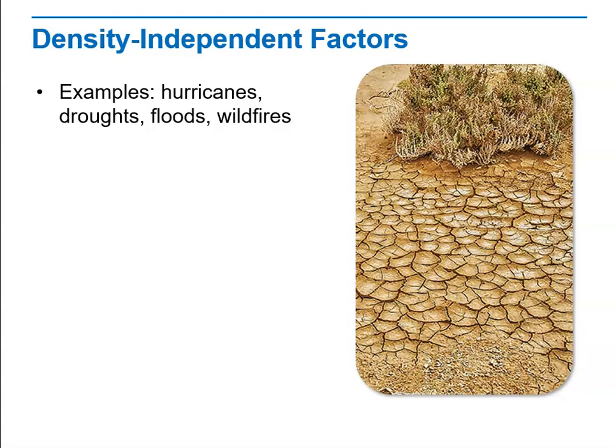The photo here is showing drought conditions in Kern Valley Wildlife Refuge here in California. Why is drought a density-independent factor? Well, because it affects populations no matter how large or small they are, or no matter how crowded or dispersed they are. If there's no water, then there's no water.